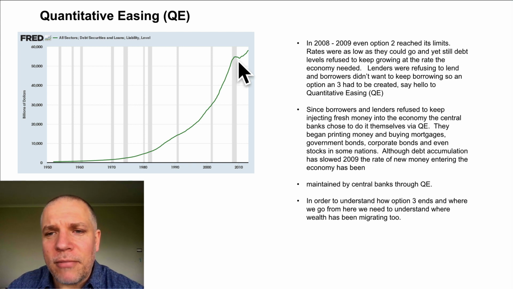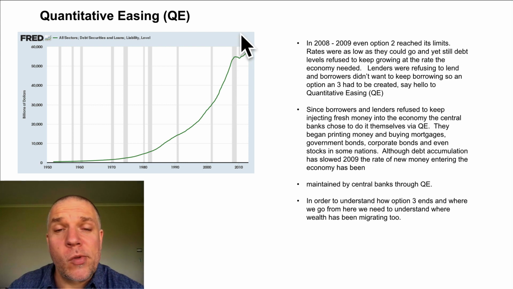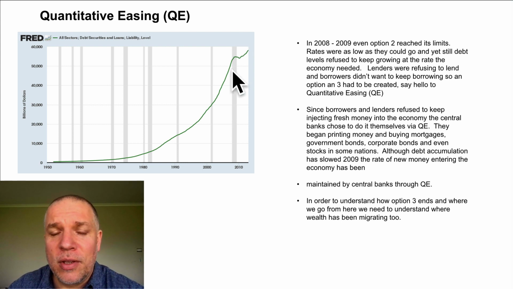So central banks needed another option. The economy had grown dependent on this continuously parabolic doubling of money every 10 years. It had become reliant on that. And central banks needed another way to keep that money injection going. So welcome quantitative easing. That was their solution. So if lenders weren't going to lend money and borrowers weren't going to borrow, they were going to push money into the economy themselves. And they did it by printing money and by buying any assets they could get hold of, specifically government bonds, but also mortgage-backed securities, even stocks in some economies.